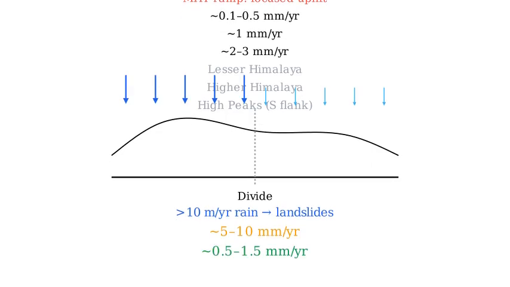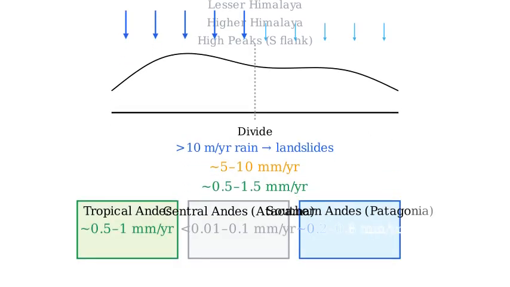Along a very long mountain chain, climate zones change. In the tropical Andes, with heavy rainfall and strong weathering, many basins erode around 0.5 to 1 millimeter per year. In the hyper-arid central Andes near the Atacama, erosion can be less than 0.01 to 0.1, some of the lowest on Earth. Further south, in glaciated Patagonia, rates rise again to around 0.2 to 0.8.